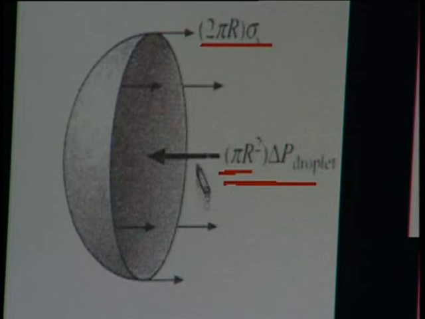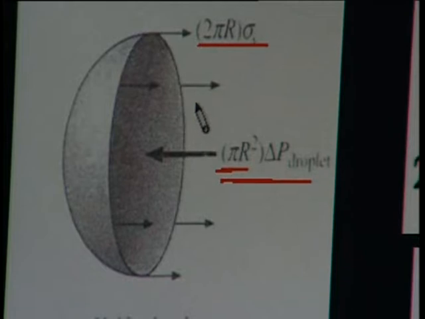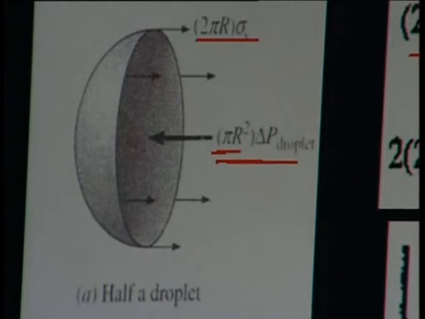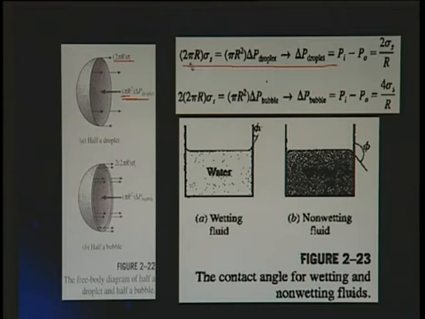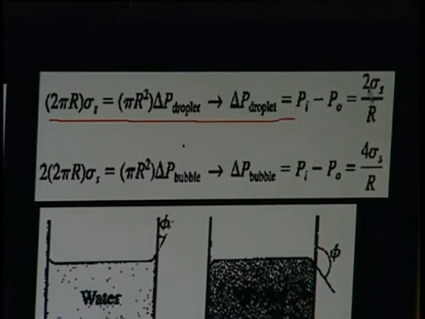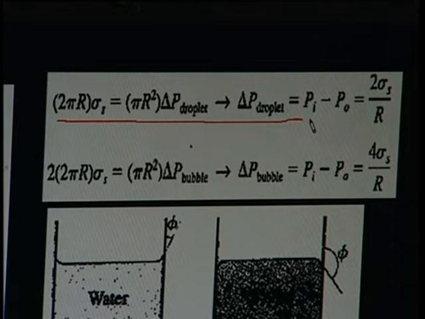Under steady equilibrium condition, these forces due to the pressure difference and due to the surface tension will be the same. So, we can write this equation for a droplet: 2 pi r into sigma, this is due to the surface tension, is equal to pi r square into del P droplet, this is due to the pressure difference, and del P droplet may be written as Pi minus Po, the internal pressure of the droplet minus the external pressure, that is the atmospheric pressure, which is equal to 2 sigma divided by r.